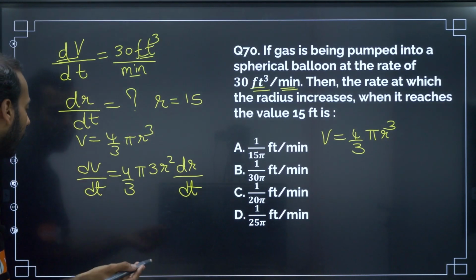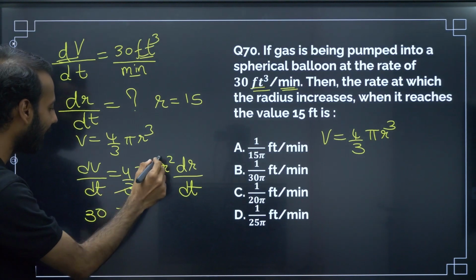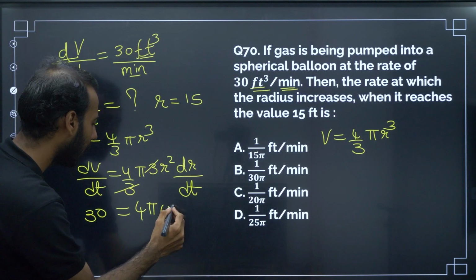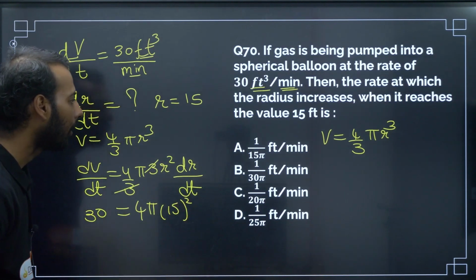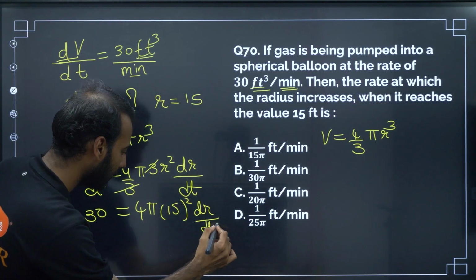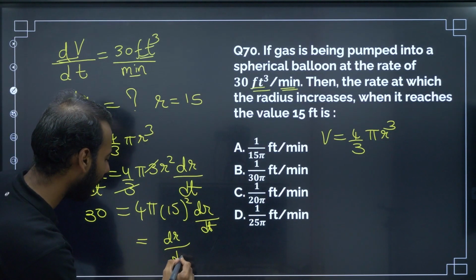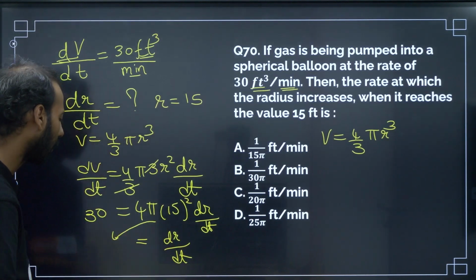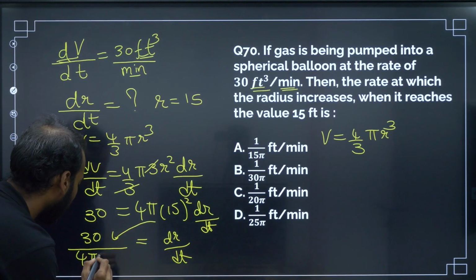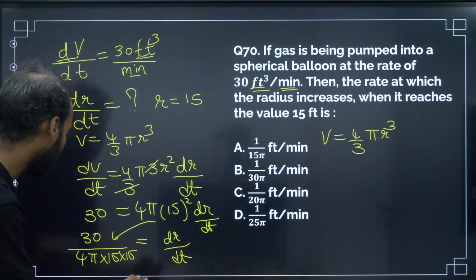Now further simplifying, dV by dt is 30, it's given. Substituting, 3 and 3 cancel off, leaving 4 pi r square. What about r square? 15 square, dr by dt. Let me write this dr by dt as it is. In the next step, I will transpose the remaining things to the other side. So this becomes 30 divided by 4 pi into 15 into 15. So this becomes dr by dt.